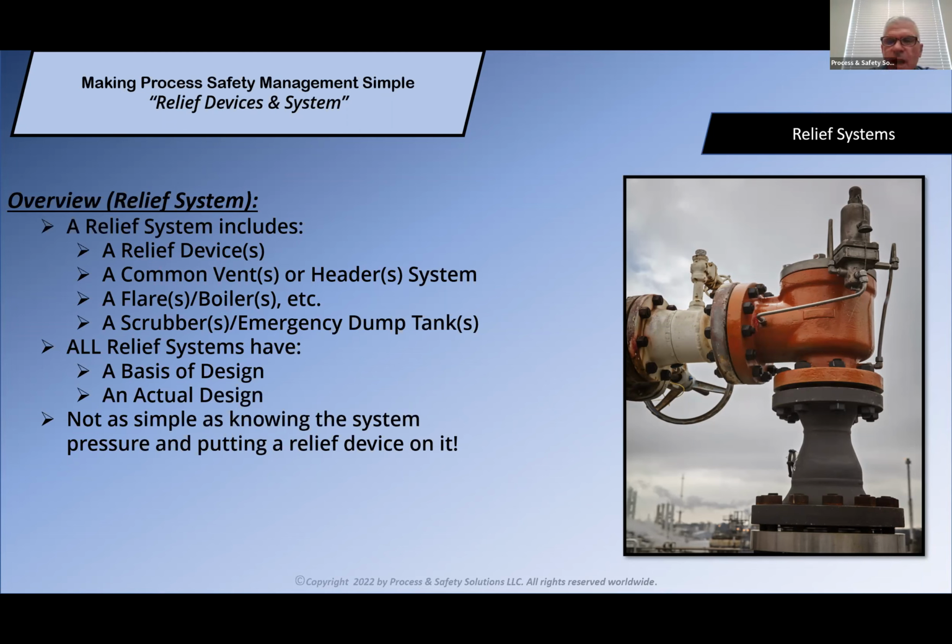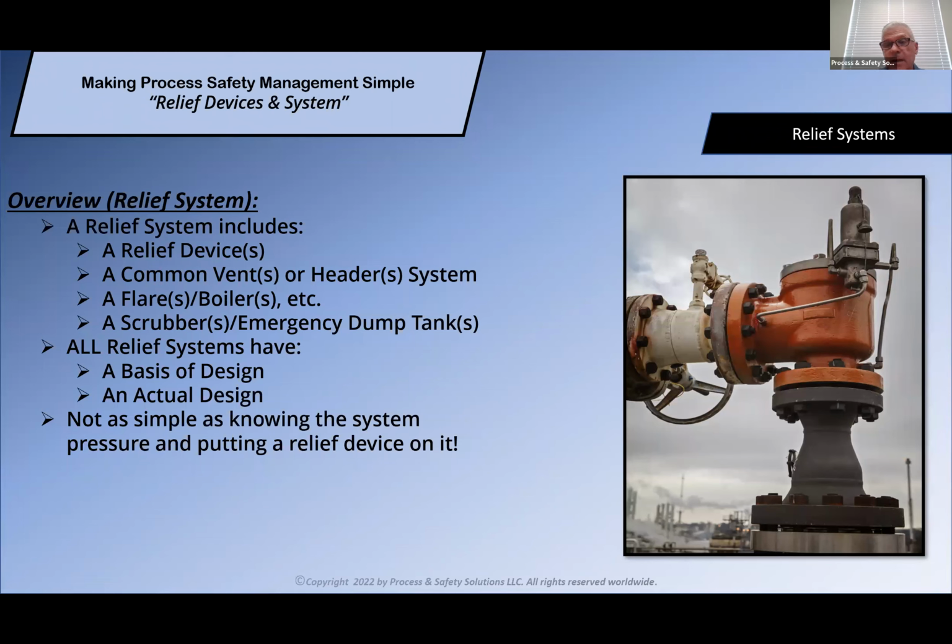All relief systems have a design basis, and they also have an actual design. So in order to get to the design, we need to understand the basis. It is not as simple as just knowing the system pressure and slapping a relief device on it. Unfortunately, we see a lot of those in our compliance audits, and those are the things that we're trying to avoid, because certainly any pressure relieving device is going to keep you from a catastrophic event.